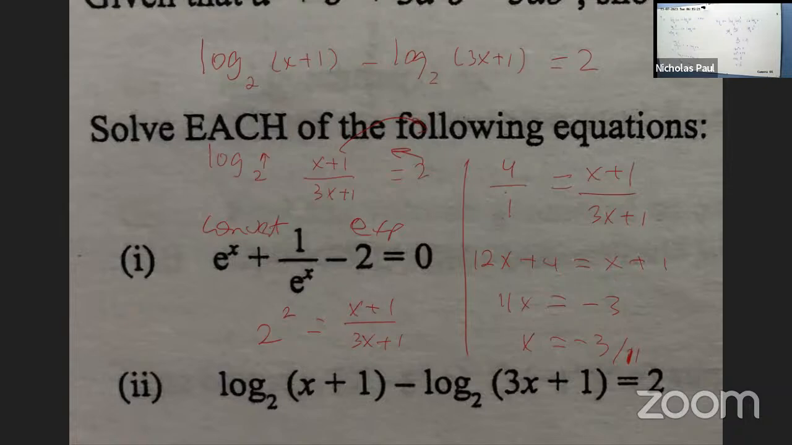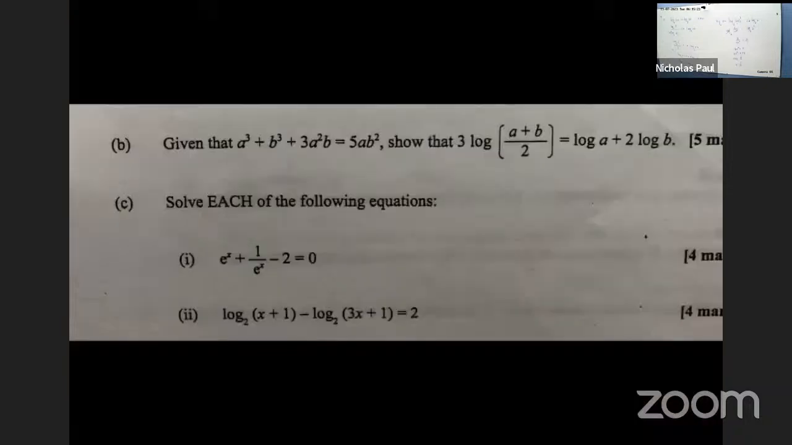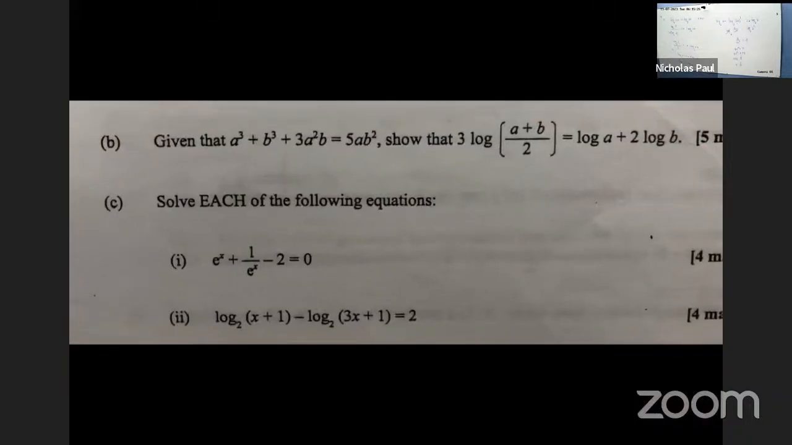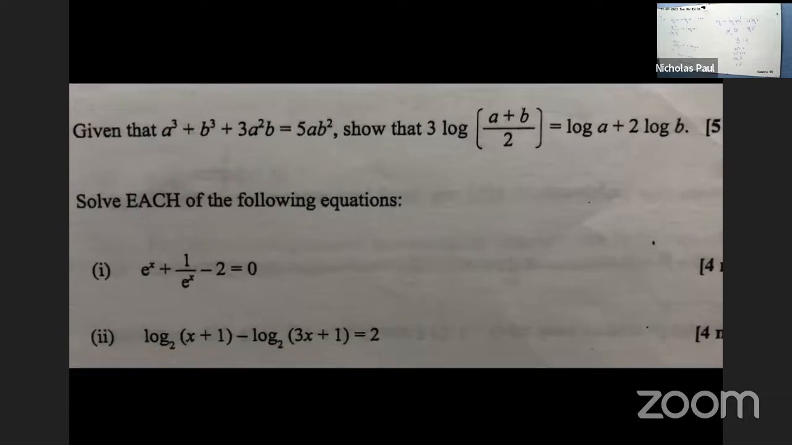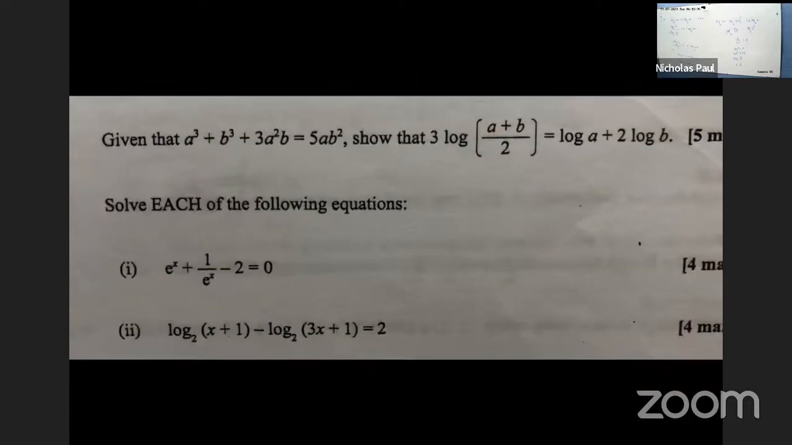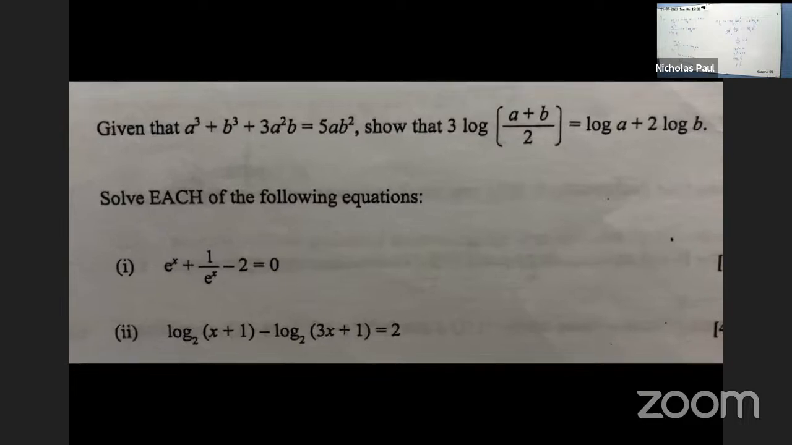All right, last part. Look at the first one. 5 marks. It's a little bit challenging. Look at the first part: a cubed plus b cubed plus 3a squared b is that. It's a proof, right? It's a proof.